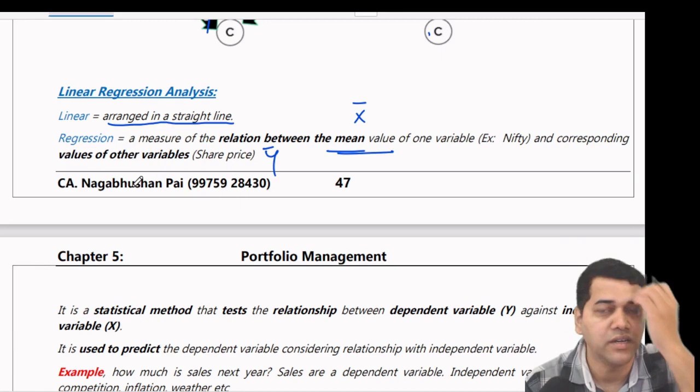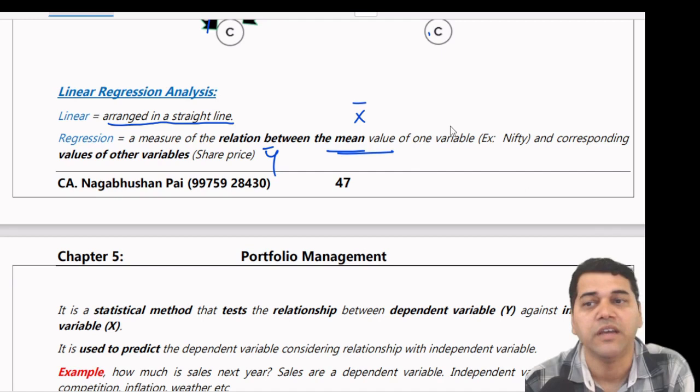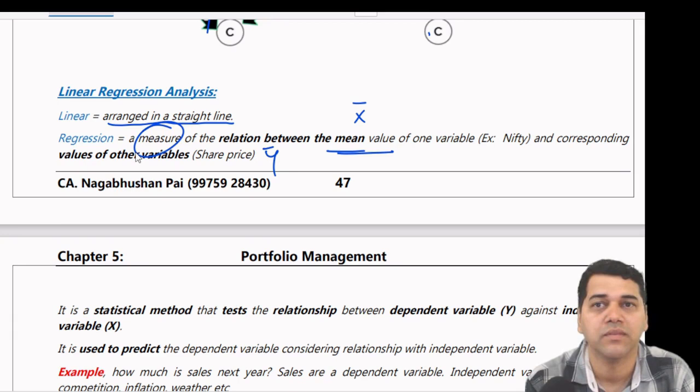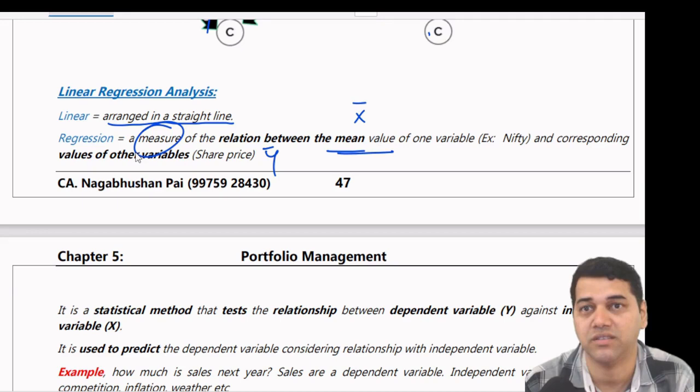Regression means it is a measure of the relationship. Like correlation, we have, no? We call it coefficient of beta because it is a measure. It will tell you one number. Convexity, volatility, modified duration, it is one coefficient. It just tells me one number.